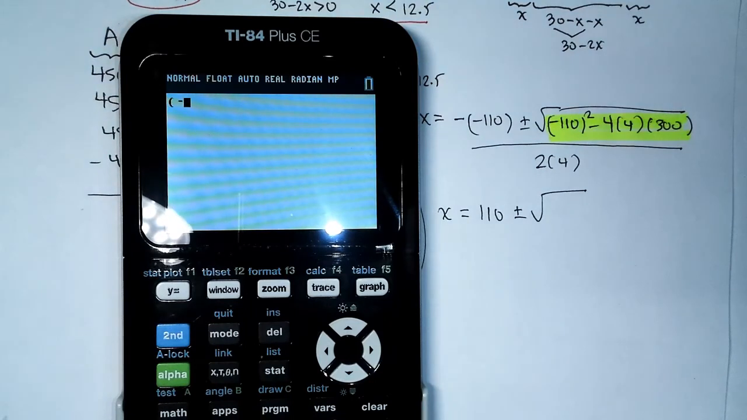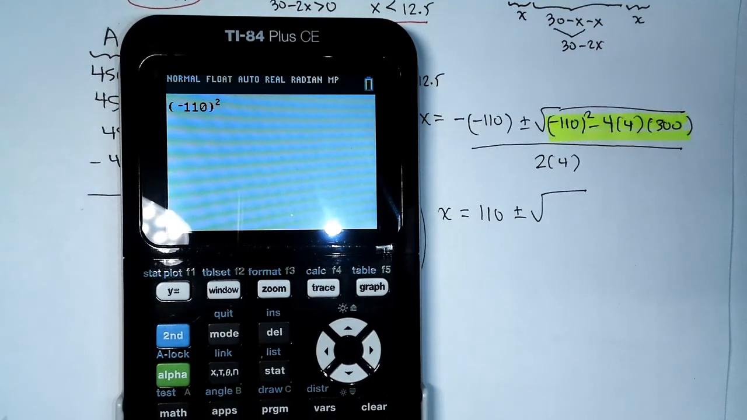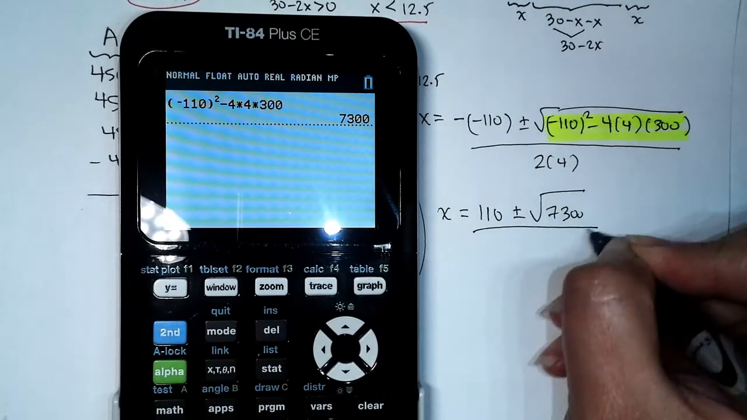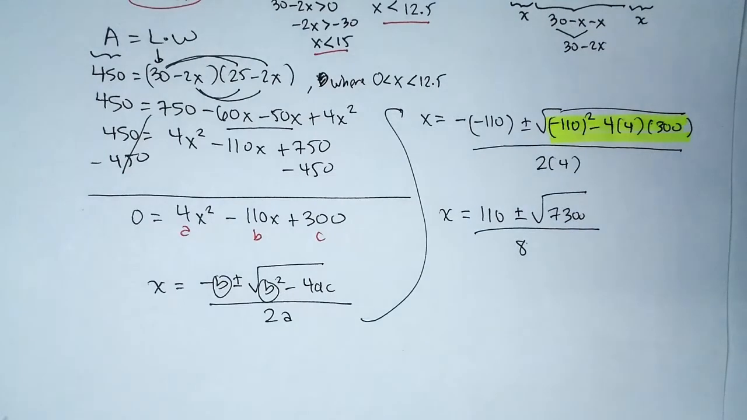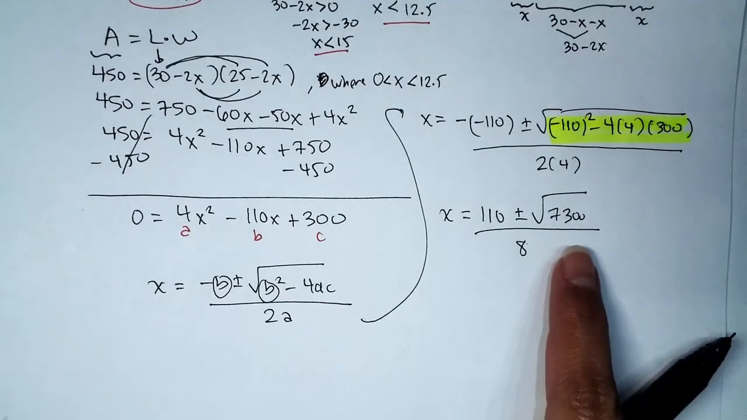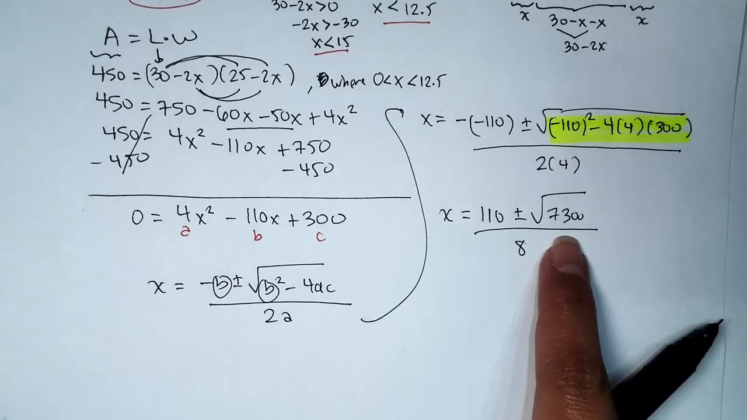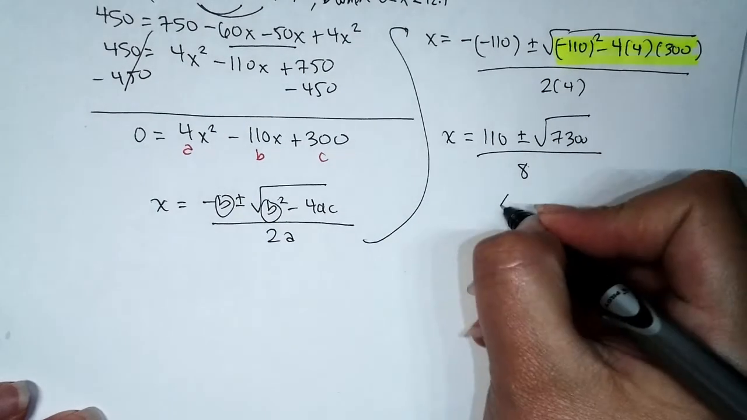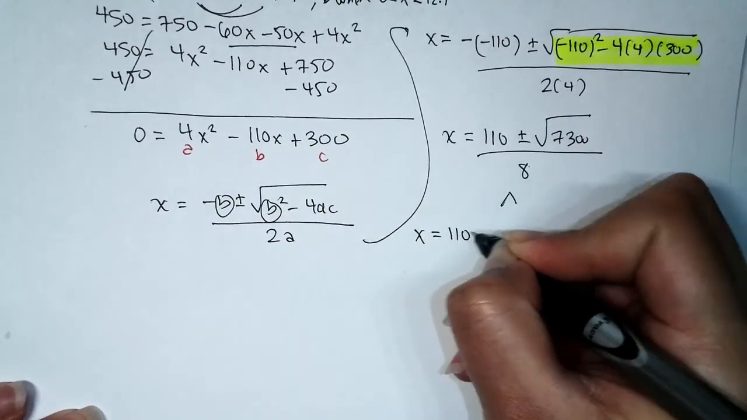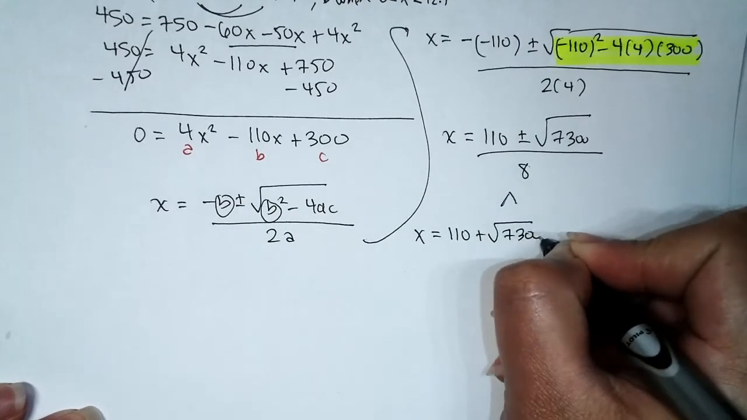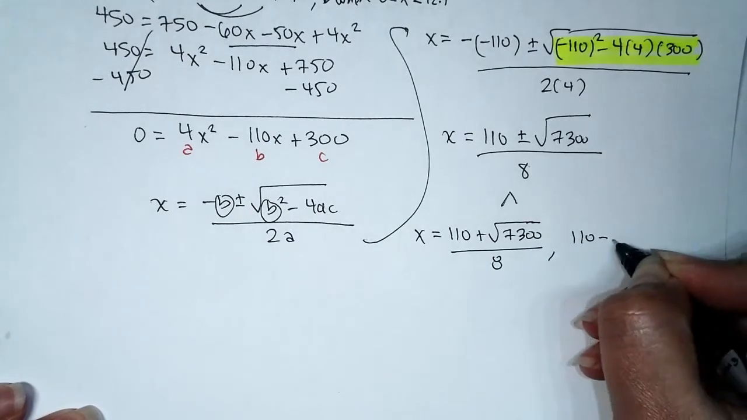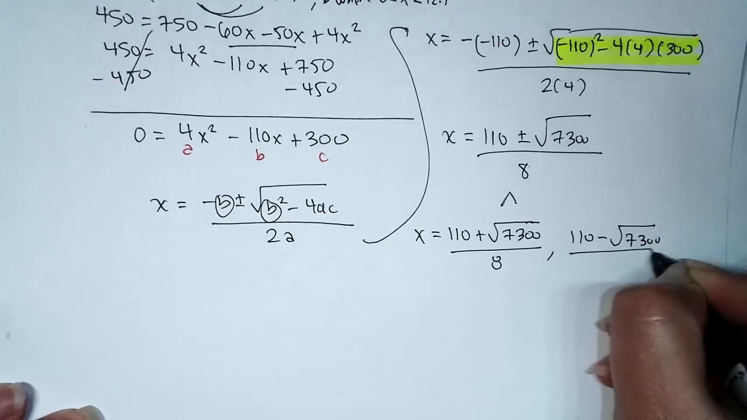So we have the square root of negative 110 squared, and again, pause and rewind as many times as you like, minus 4 times 300. And that gives us 7,300. And that's going to be all over 8. Again, this is just strictly arithmetic. There's really no need to simplify the radical. If you want to, go ahead, but it's not necessary. Let me just write it without the plus or minus. One solution is given by 110 plus the square root of 7,300, all over 8. And another solution is given by 110 minus the square root of 7,300, all over 8.